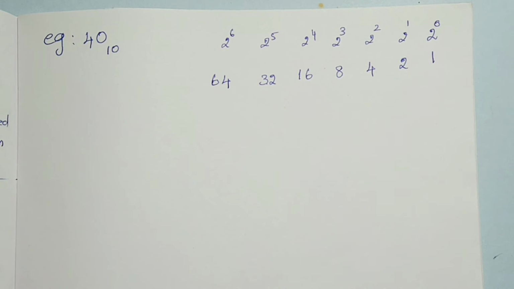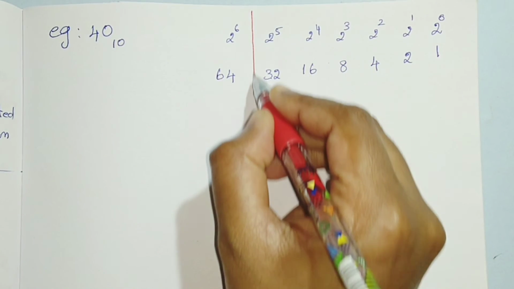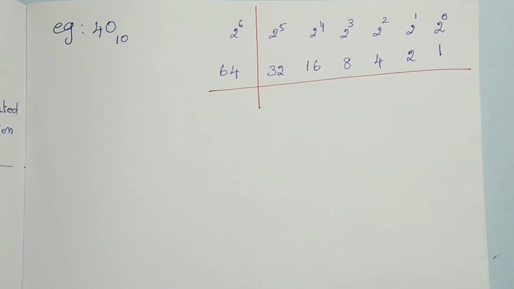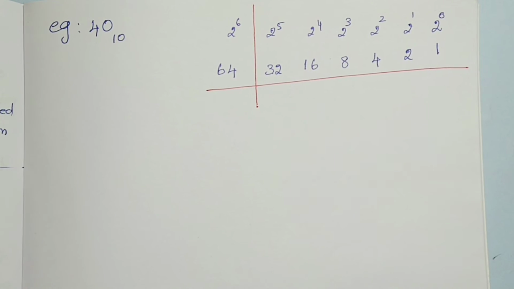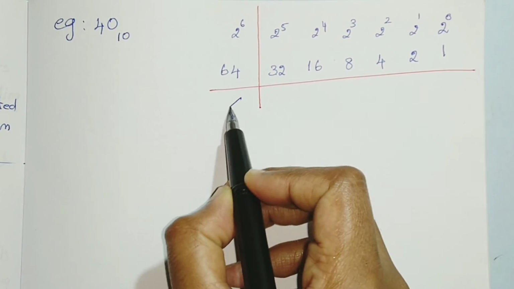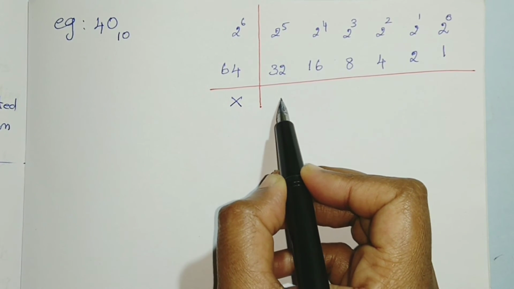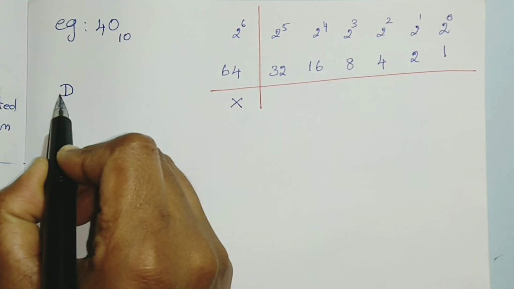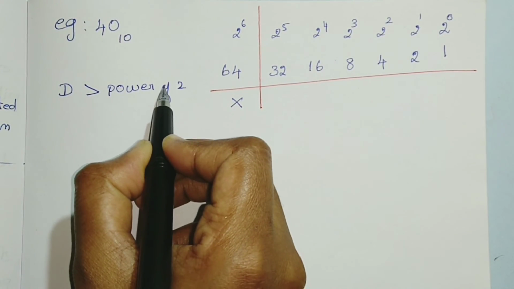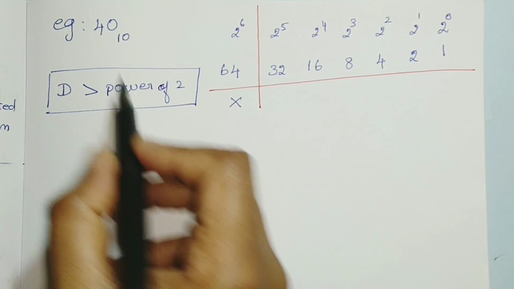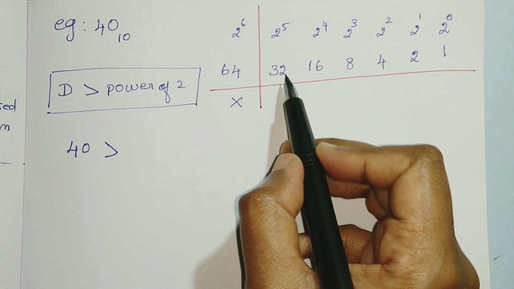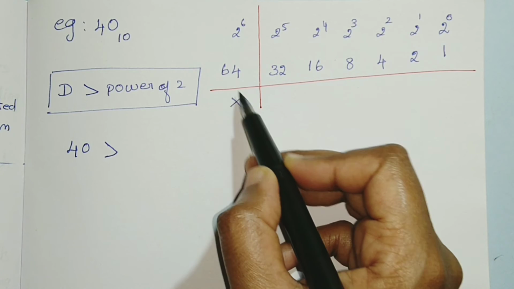So if the power of 2 is greater than the decimal number, stop writing the power terms. So after this, just compare the decimal number. The given decimal number is 40 and the largest power value is 64. So 64 is greater than 40, so ignore that. So let's write the formula, that is decimal greater than power of 2. So this is the method. We have to compare the decimal number with each power of 2 value. So decimal number 40 greater than, compare it with the largest power of 2.